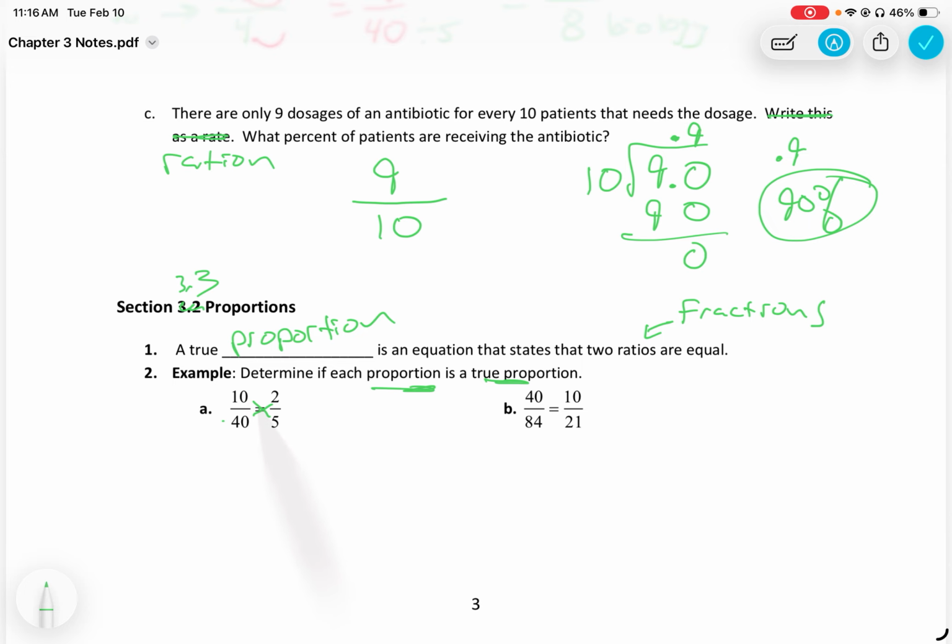5 times 10, so I'm going to make an X so I know what I'm multiplying. 10 times 5 is 50. 2 times 40 is 80. Those are not equal, which means this is not a true proportion.